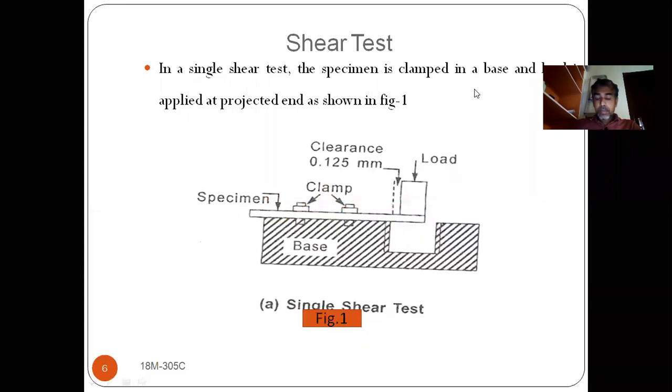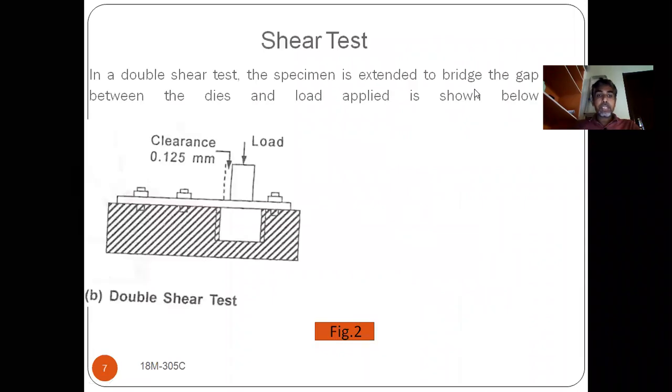And coming to the next, the double shear test. See this one. This is the double shear test. What is the difference compared to the single shear test? We will discuss here. If you see the diagram, is there any difference? See, there is a difference here. In the previous one, you have only a projected part, but here you do not have any projected part. Only in between two clamps, you have some portion of the specimen without support of the base. There we are applying the transverse load.